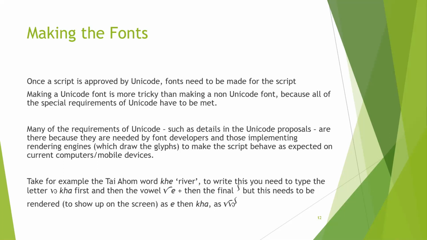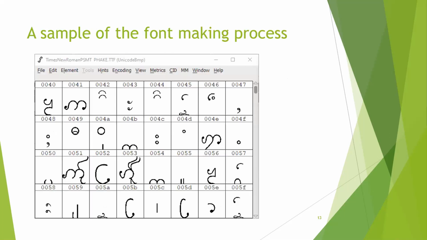So for example, take the Thai Ahom word ke for river. To write this, you first need to type the letter ka and then the vowel e and then a final symbol which occurs in Thai Ahom when you write words with the vowel e. But this e needs to be rendered, that is to say, to show up on the screen, as e, then ka. So even though we type ka, then e, and then this final owl symbol, it has to appear as e, then ka, then the final owl symbol. And that is quite a complicated thing to achieve. And it has to be understood at every stage of the development of the fonts, of the keyboards, and of the rendering. Okay, so what does the font making process look like?